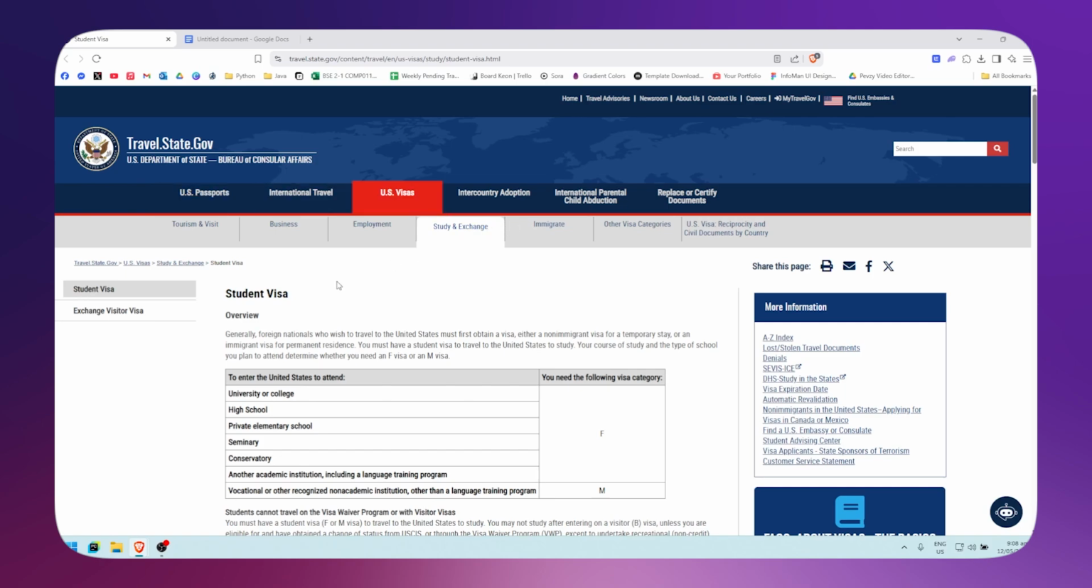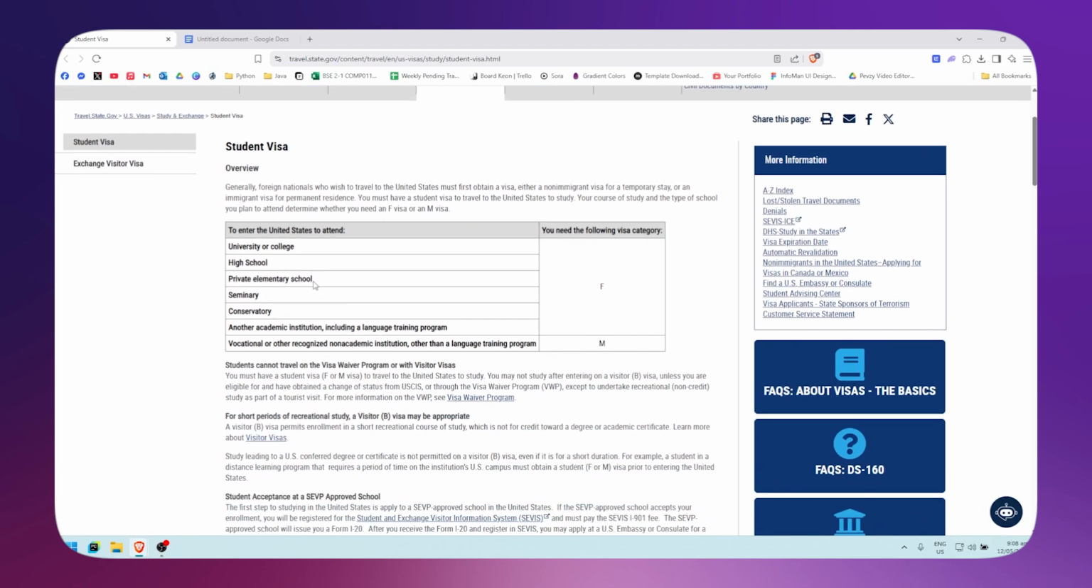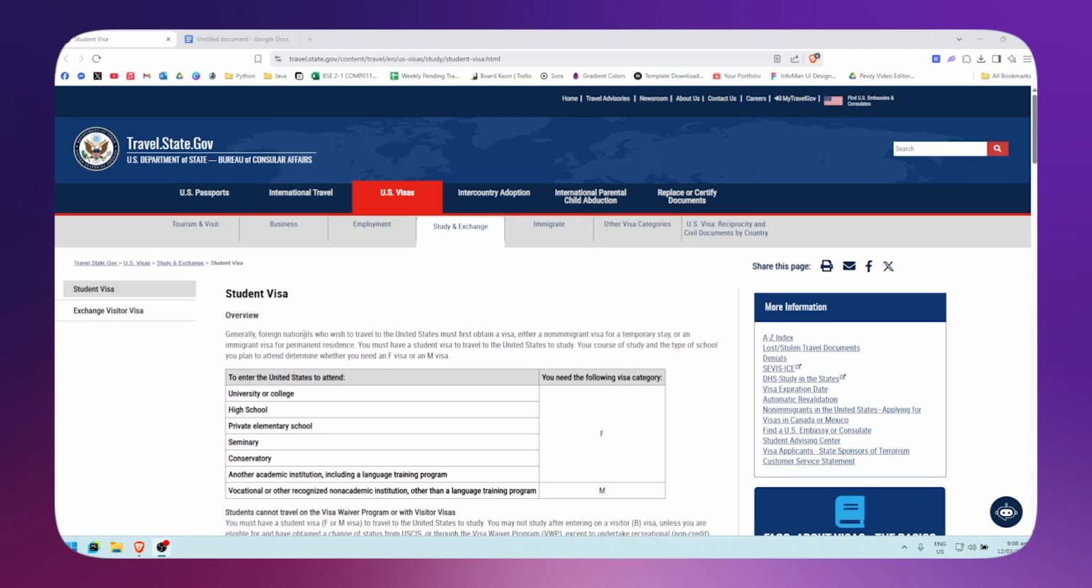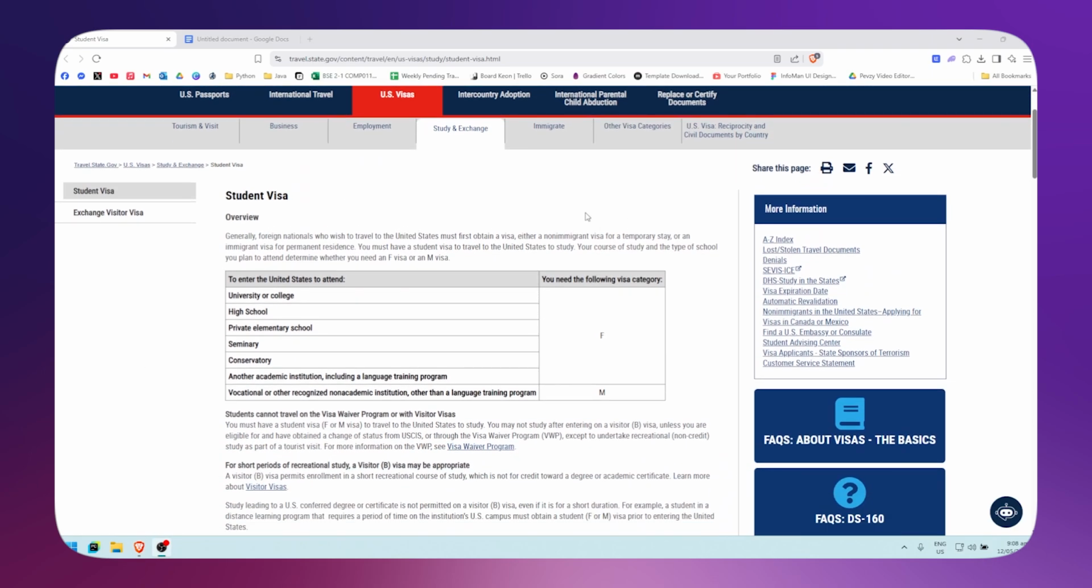I also suggest that you visit the travel.state.gov website, the US Department of State, go to US Visas right here and click on Study and Exchange. You will see an overview of the student visa right here, and you will see all of the steps required for the process of applying for a US student visa.